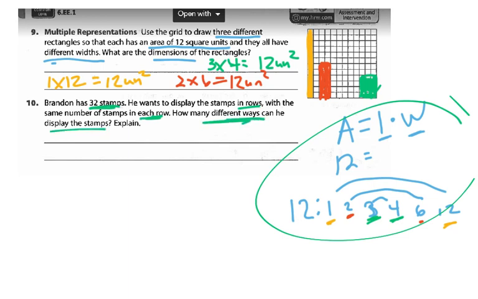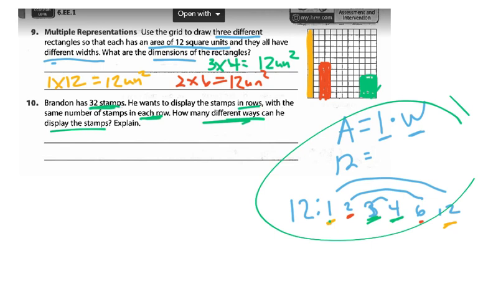So you're going to do the same thing with 32 that I just did with 12. Like if it was 12, I could have 1 row of 12 stamps, or 2 rows of 6 stamps, or 3 rows of 4 stamps. Or I could have 4 rows of 3 stamps, 6 rows of 2 stamps, or 12 rows with 1 stamp in each of them. So you need to figure out all the different ways that you can display those 32 stamps using the factors of 32 for number 10.